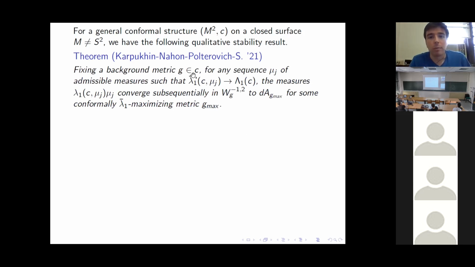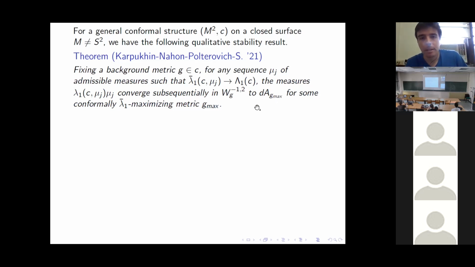So if we fix a background metric, doesn't matter which, just fix one in the conformal class. Then for any sequence of admissible measures, whose normalized first eigenvalue approaches the maximum, then though we don't estimate the rate in general, we can say that in fact these measures will converge in W^{1,2} to the maximizing measures, in particular the volume measure of the conformally maximizing metric.